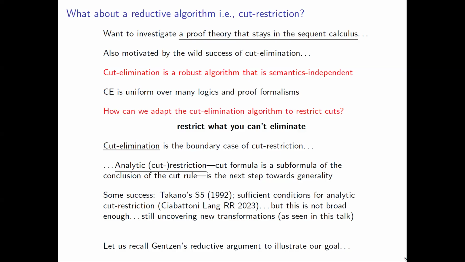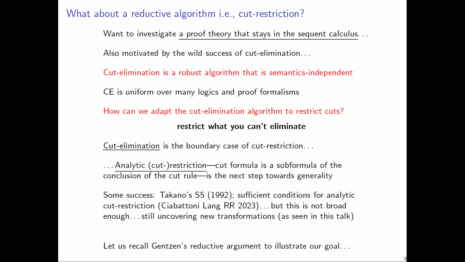Inspired by the proof of concept, we identified some sufficient conditions for analytic cut restriction. But even this is not broad enough for the ambition that we want. We want to extend to lots more logics. And sometimes we know that it can be restricted to analytic cuts by semantic argument, but we don't have the syntactic argument. So once again, our hope is that we can uncover new transformations and then see how to put all these ingredients in to say this is the general cut restriction algorithm. Right? That's what we're chasing.